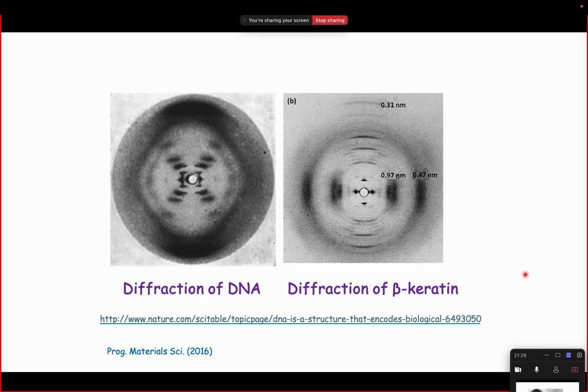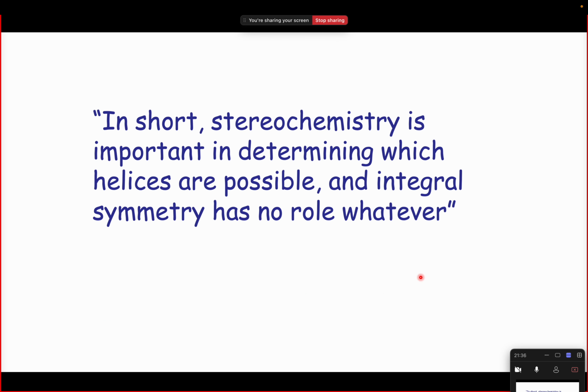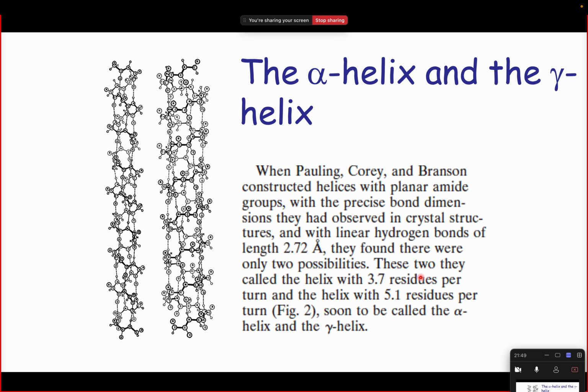Okay, this is the X-ray diffraction of DNA and this is the X-ray diffraction of the first protein, that is beta keratin. So basically, in short, if we know the structure of a protein, what we can say is that stereochemistry is important in determining which helices are possible, and integral symmetry has no role whatsoever. Now if we talk about one of the predominant secondary structures present in biological systems at physiological condition, it is the alpha helix.